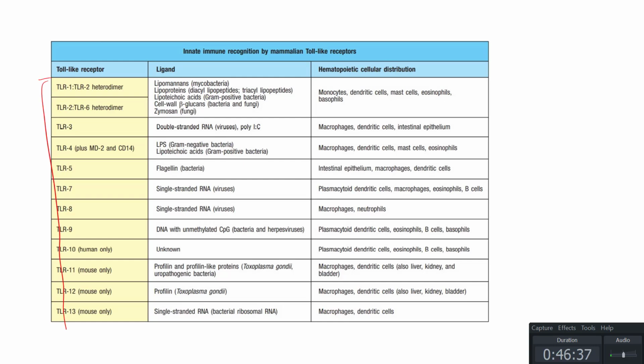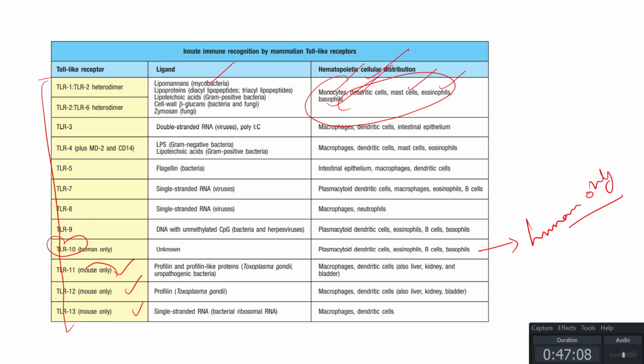Once the lecture finishes, you can go back and check what ligands they can bind to, and what different cell types have them: monocytes, dendritic cells, mast cells, eosinophils or basophils. A number of cells have these kinds of receptors. And if you see here, TLR10 has so far been found only in humans, not in the mouse. TLR11, 12 and 13 are always in the mouse only.